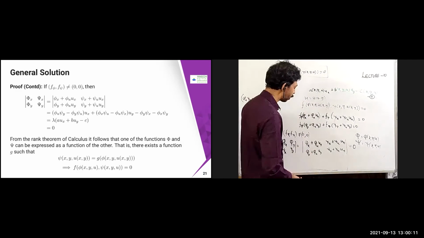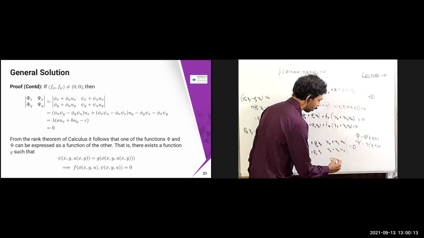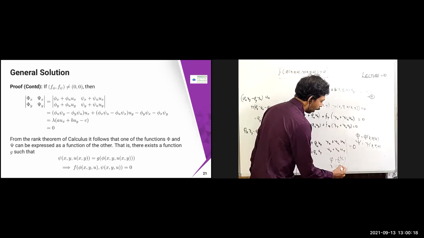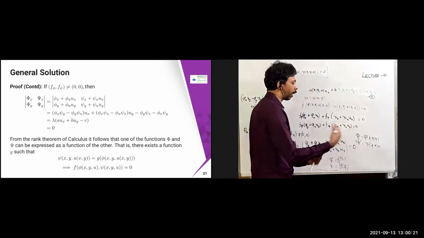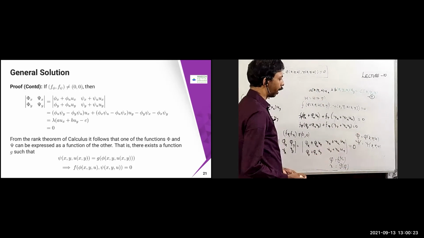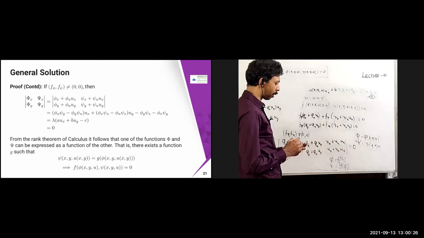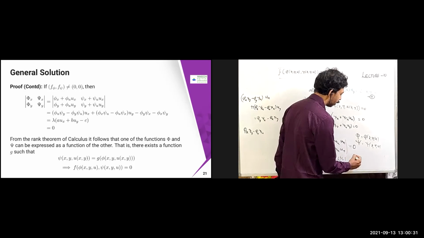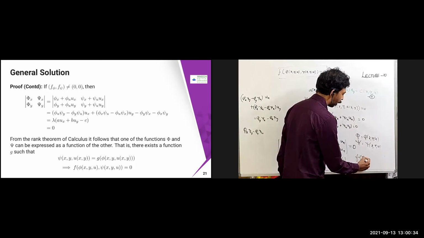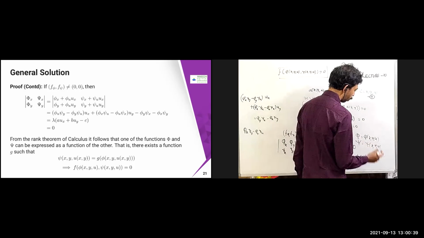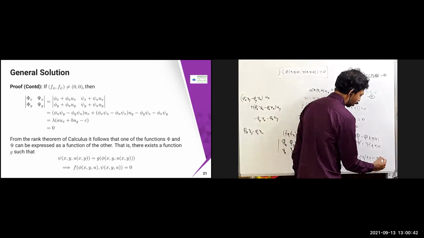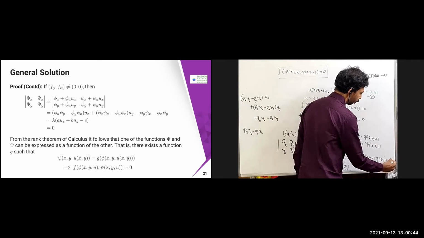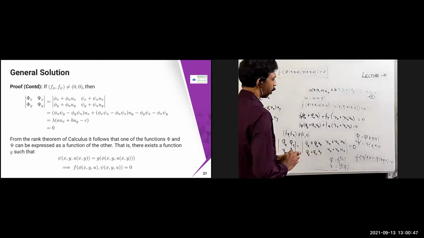combination of functions. That means I can write pi as some function of psi, or I can write psi as some function of pi. Either way is possible. I'm just taking the second way. I think psi can be written as g of pi. So therefore, I can write it implicitly as psi of x comma y comma u, and this one I'm just substituting, comma pi of x comma y comma u equal to 2. So that is the proof.